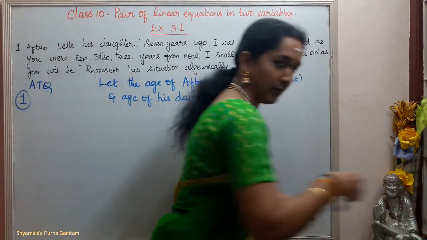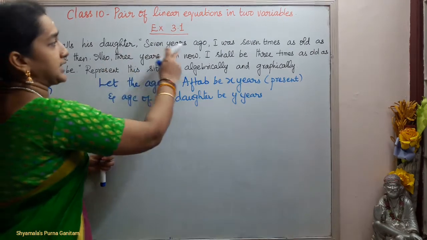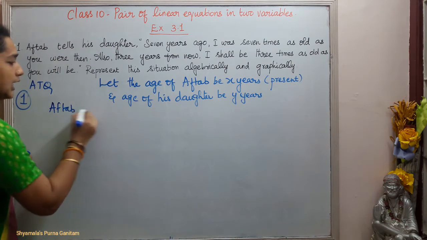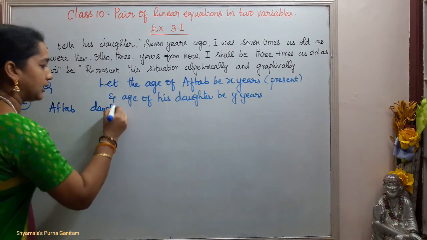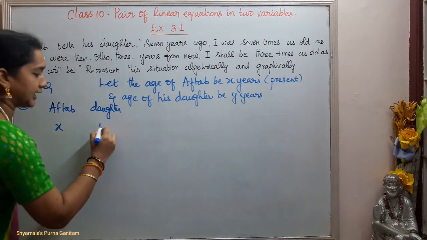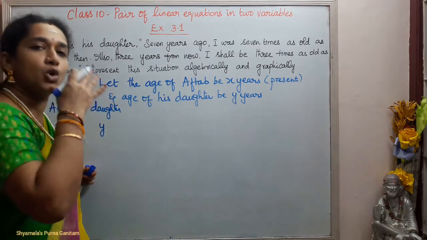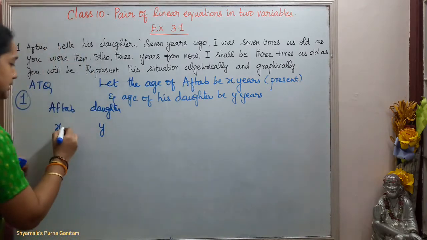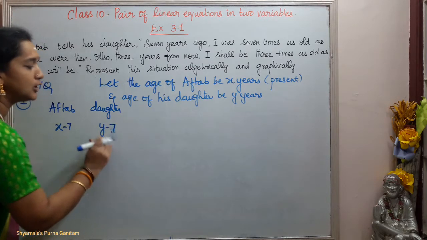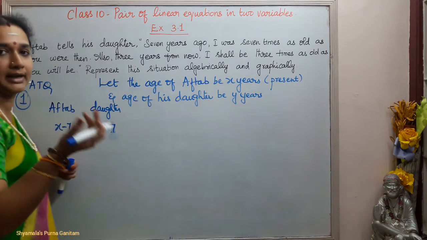So according to the given question, two conditions are given. I told the first condition is 7 years ago. If you take Aftab and daughter, Aftab's age we have taken as X years and daughter's age we have taken as Y years. 7 years ago, both their ages will be 7 years less. So X minus 7 and Y minus 7. So Aftab's age will be X minus 7 years and daughter's will be Y minus 7 years.